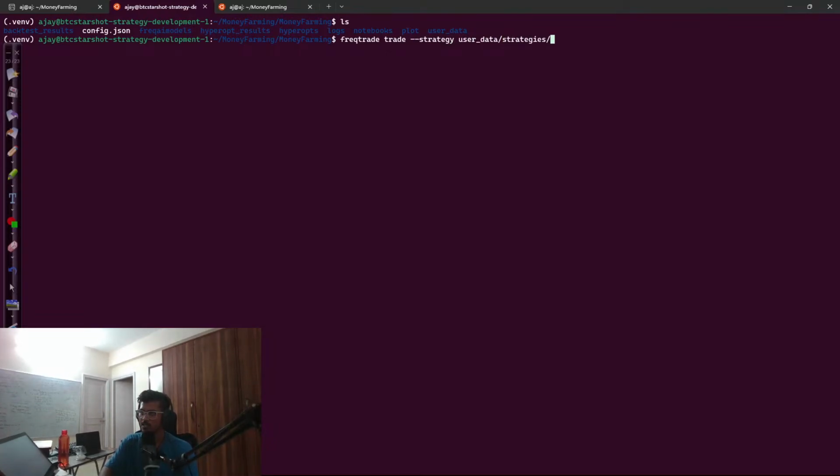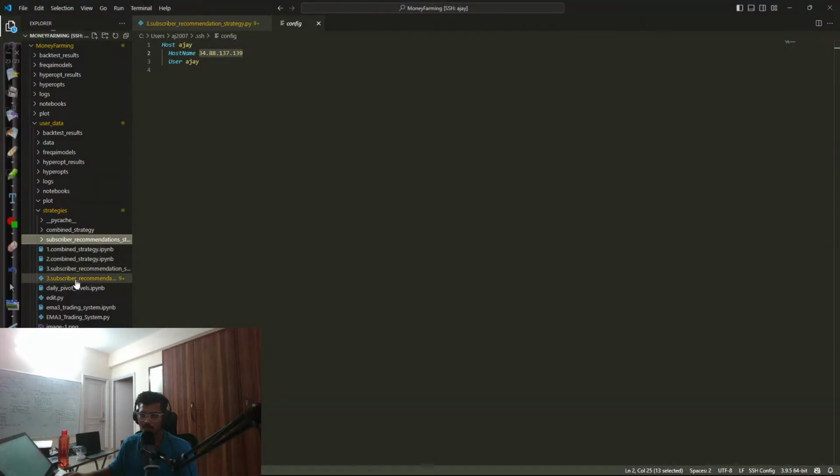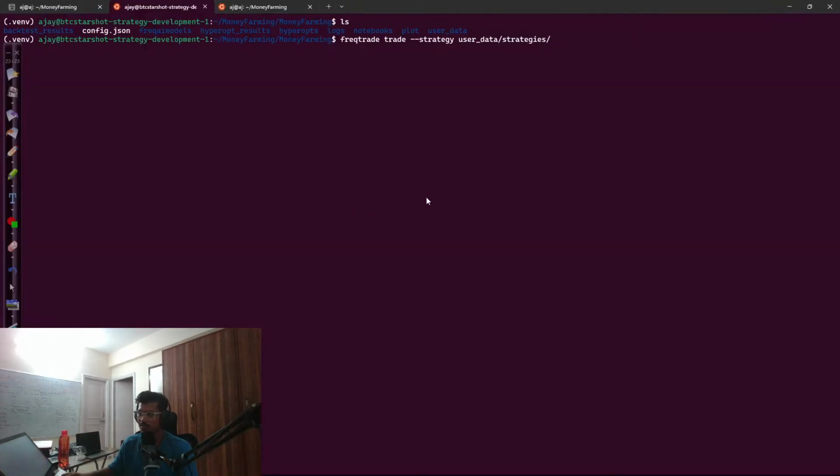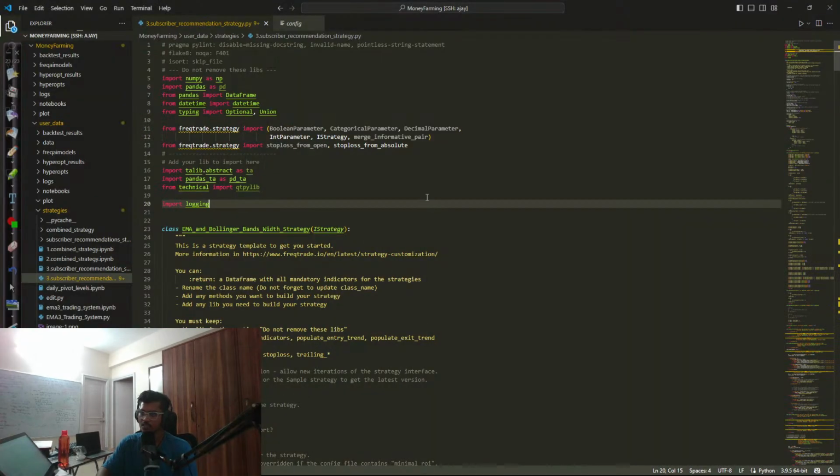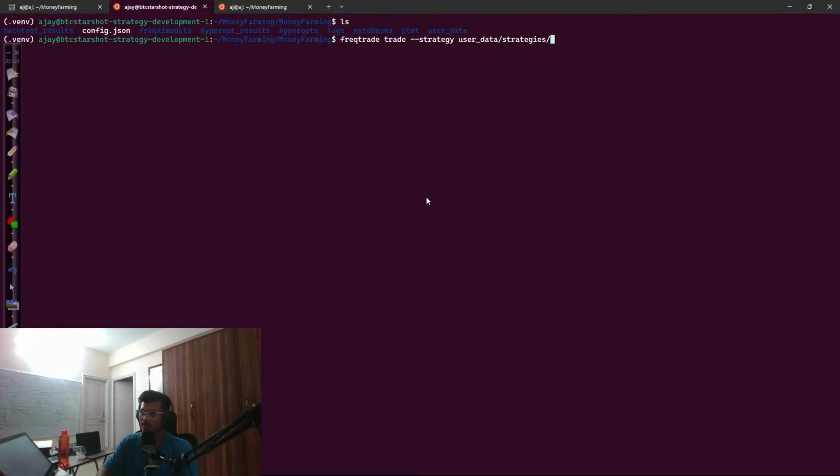strategy, user data strategies. What was the strategy? This strategy name is this. Sorry, I just need the directory name. I got the directory. So strategy, actually that's strategy path. Strategy is this, you know. It's been a while since I ran this. Anyway, config path, config.